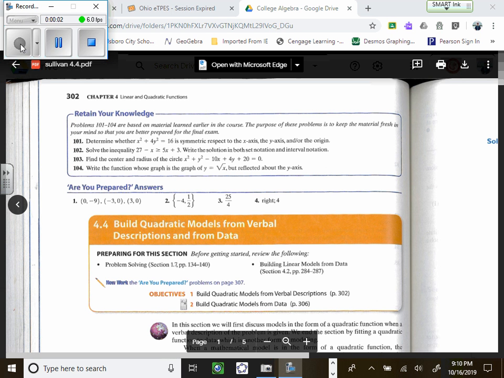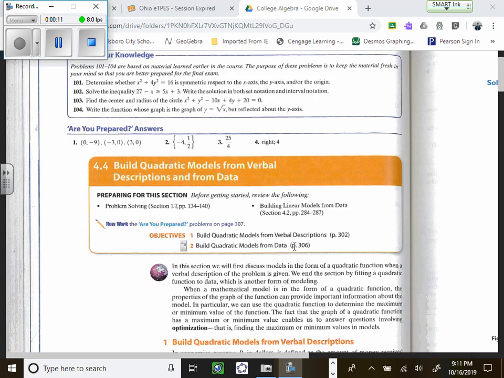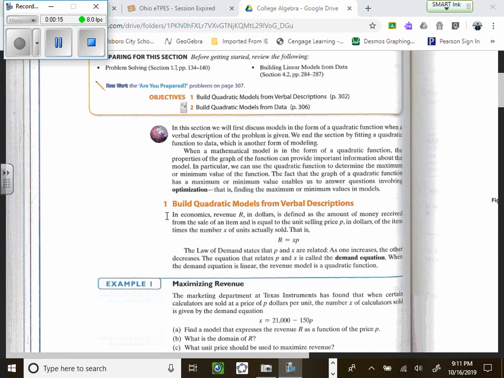All right, welcome to section 4.4 from our college algebra book, Building Quadratic Models from Verbal Descriptions and from Data. These are all applications of the parabola. We're going to start with this paragraph right here.